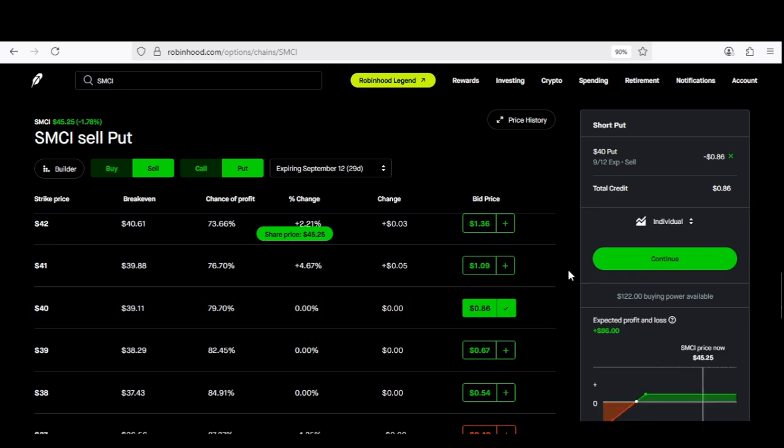Now, this option strategy is going to be known as the cash secured put. Whenever you do this option strategy, you get paid right away. Hence, you're trading for cash flow. As soon as you get paid, the amount of money you're going to get paid is this $86 here.